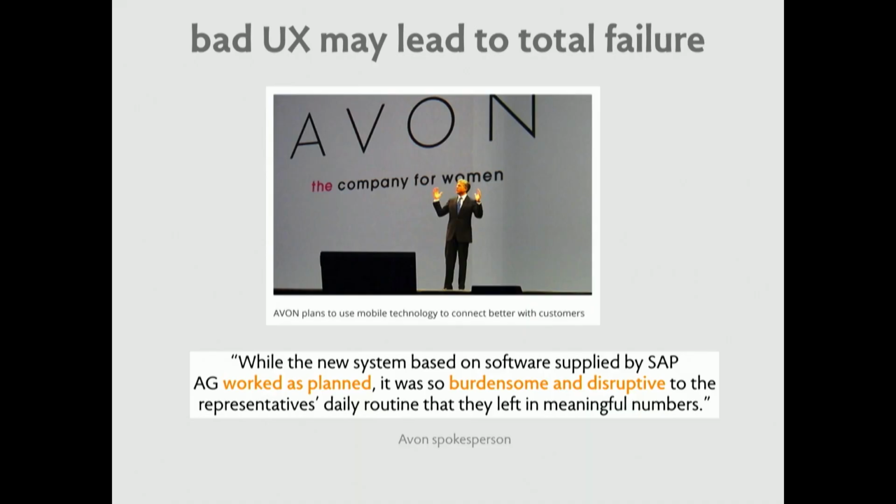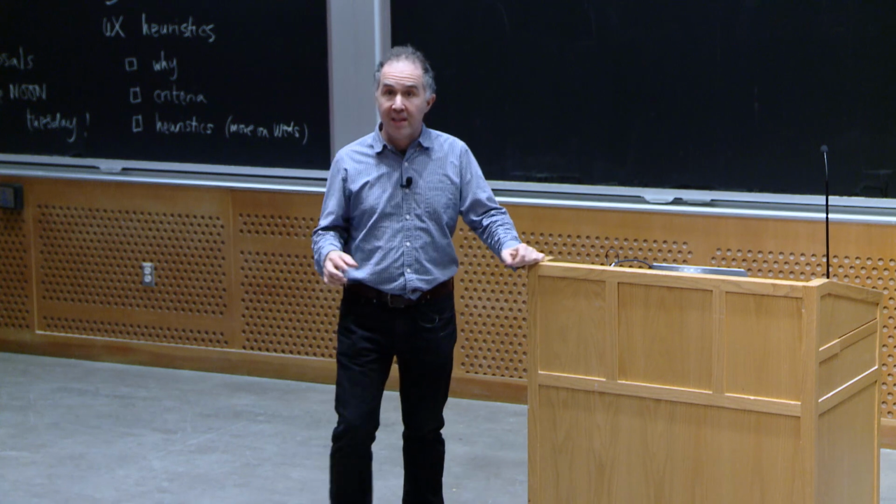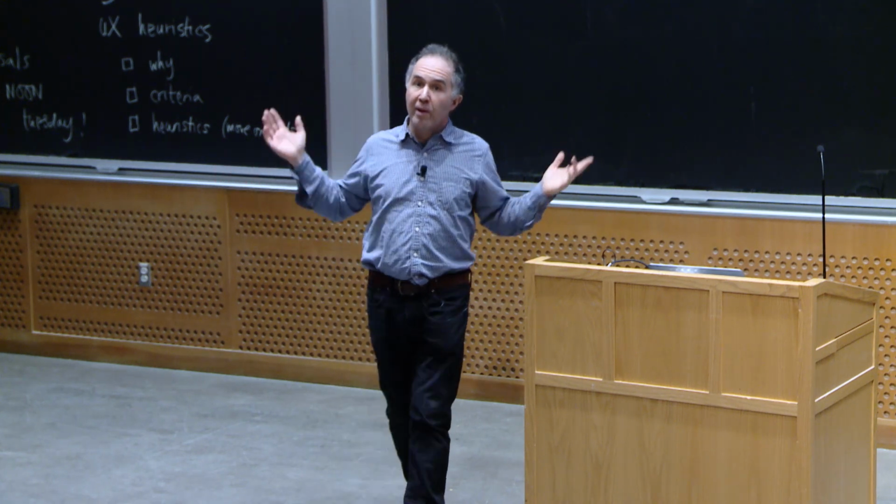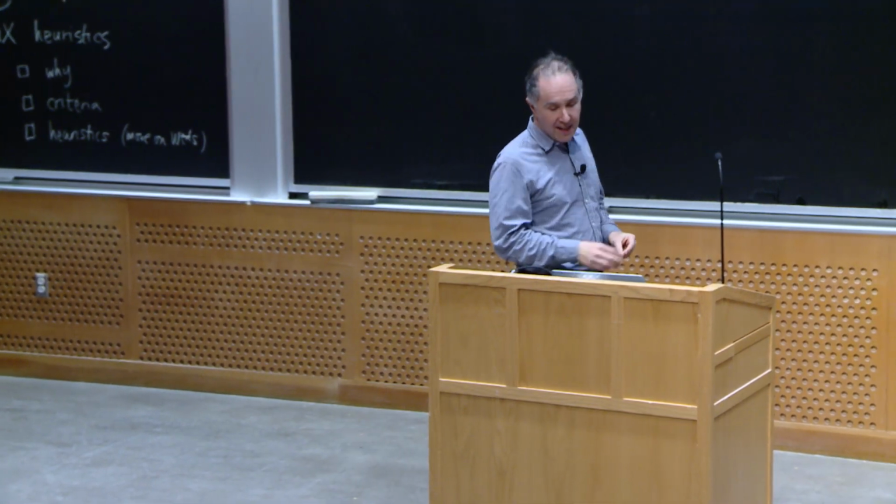Here's what they actually said. They made a big announcement about their plans, which they said was going to revolutionize everything. But then later they said the following: although the software worked as planned, it was so burdensome and disruptive to the representatives' daily routine that they left in meaningful numbers. In other words, all these people who worked for them and went door to door said, this software is so unusable, we're out of here. And so it was actually a catastrophe.